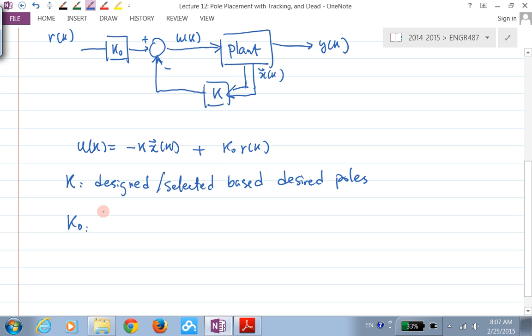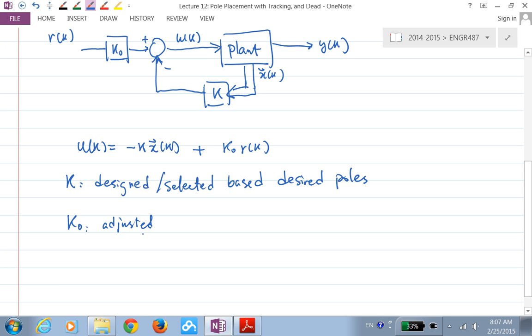In other words, the K naught needs to be adjusted. So when you use a step input as a reference and your output is the same as the reference, we actually learned a concept in the first lecture. How can we ensure that the output will follow the input? There's a concept which is called what?